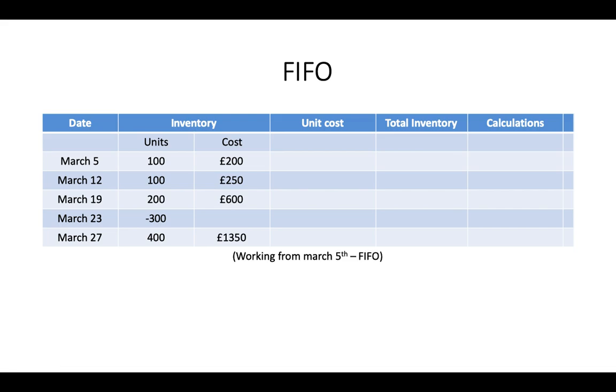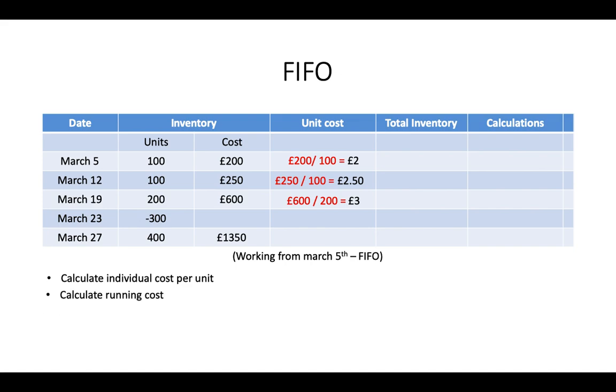When using the first in, first out method, we are going to be working from March the 5th, the first set of inventory in that's available to us. First of all, we're going to calculate the individual cost per unit on each day that it was bought. So on March the 5th, we bought 100 units for £200, meaning it cost us £2 per unit. On the 12th, we bought 100 units, this time costing us £250, meaning it cost us £2.50 per unit. And on the 19th, we bought another 200 units costing £600, meaning it cost us £3 per unit.